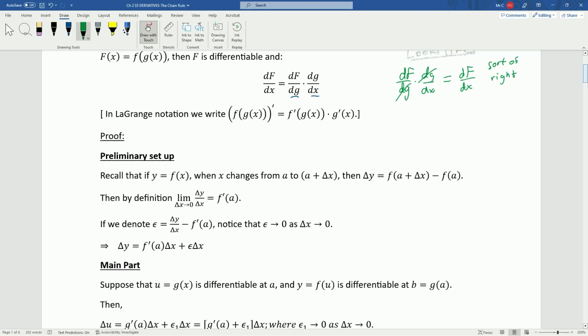First we need a little bit of setup notation-wise. Recall that if y equals f of x, when x changes from a to a plus delta x, then delta y is the difference f of a plus delta x minus f of a. So we're saying when we go from this input to this input, the difference in the outputs is this minus this. That's all. By definition, this means that the limit as delta x goes to 0 of delta y over delta x is f prime of a. It's the derivative here at a.